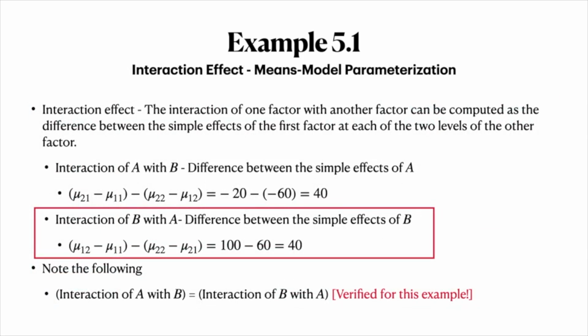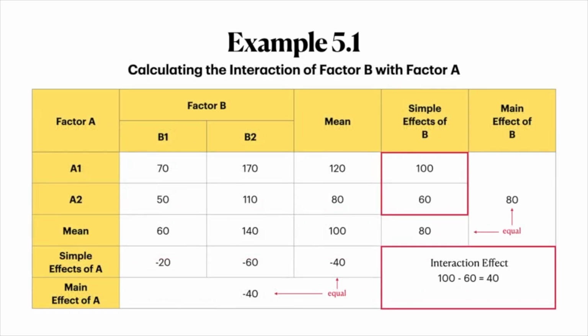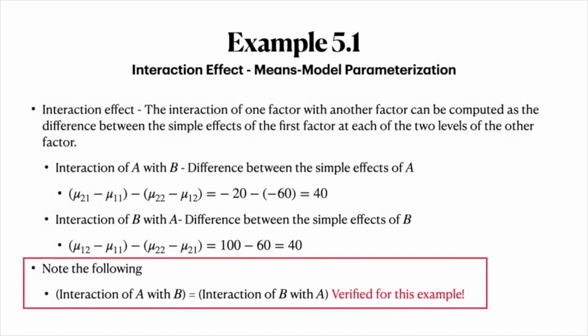And then we can look at the interaction of B with A, the difference between the simple effects of B, so 100 minus 60, and that also gives us a value of positive 40. If we look in our two-way table, we're taking the difference between 100 and 60, which again gives us a value of 40. So we've verified for this example numerically that the interaction of A with B is the same as the interaction of B with A. Even if you're not able quite yet to see the equivalence of those two expressions, at least we can see numerically that this is certainly the case.